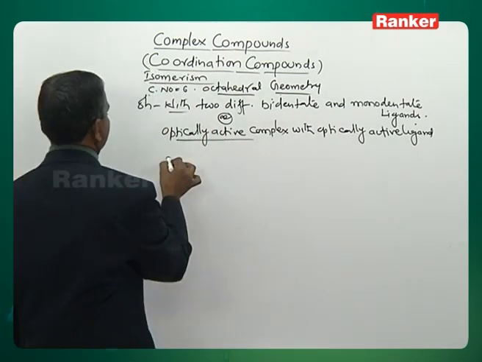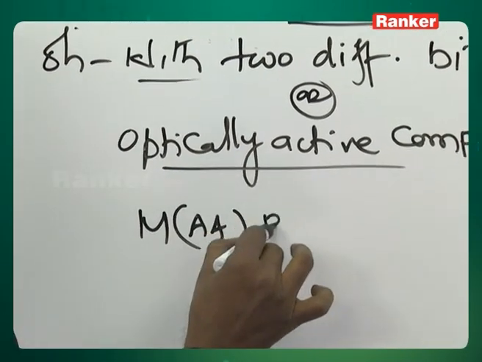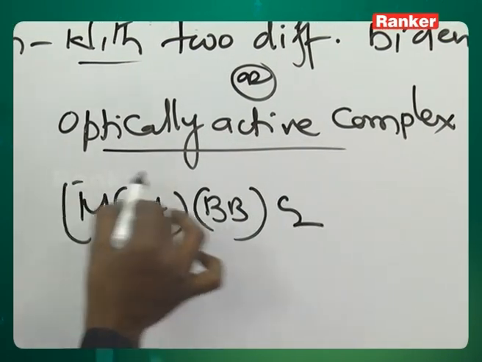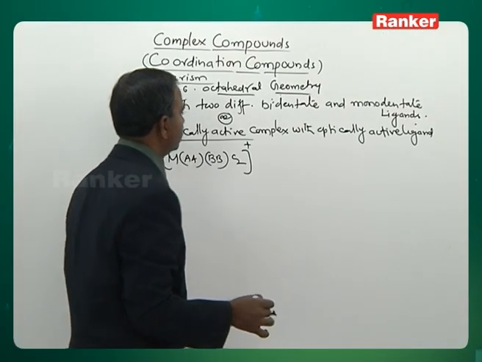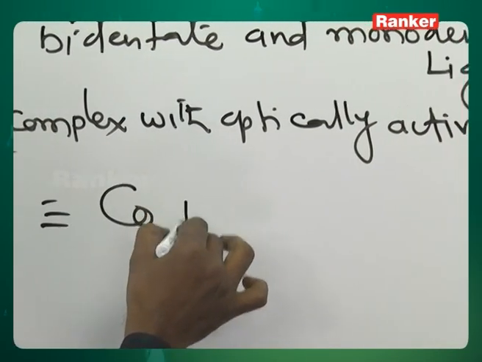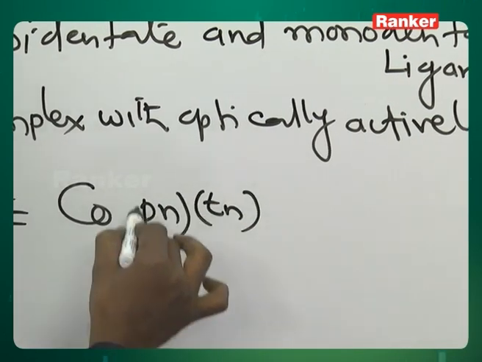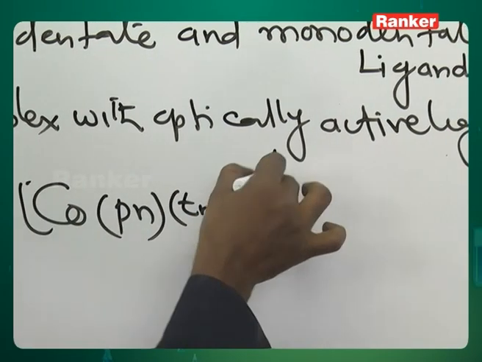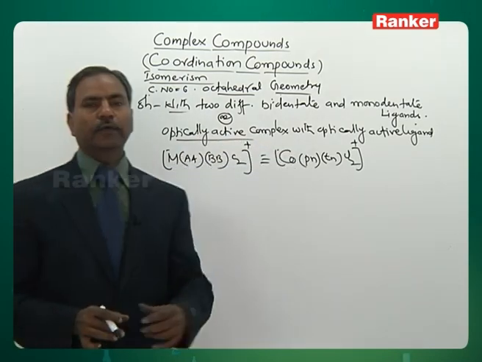Look here. What is said? Two different bidentates. Take one as AA, two different bidentates, and let us write Cl2 plus. In this, Co, one I write pn, one I write tn. pn and tn I am writing. Then Cl2 plus. See, an optically active complex with an optically active ligand.